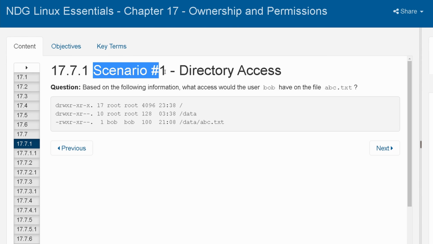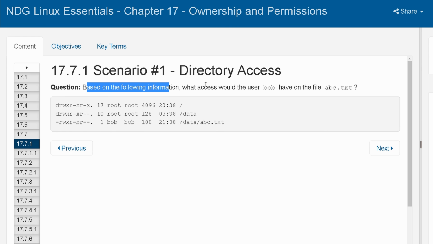But first, we have scenario 1, directory access, and we are told to look at this and, based on the following information, what access would the user Bob have on the file abc.txt? When I look at this, and when I think the system looks at this, first we need to look at the directory, which is this slash, and it belongs to root. Root is the user and root is the group. Since Bob is not a part of this, we need to look at the world permissions, which would be these three right here. So we're able to read and execute on this, which is good.